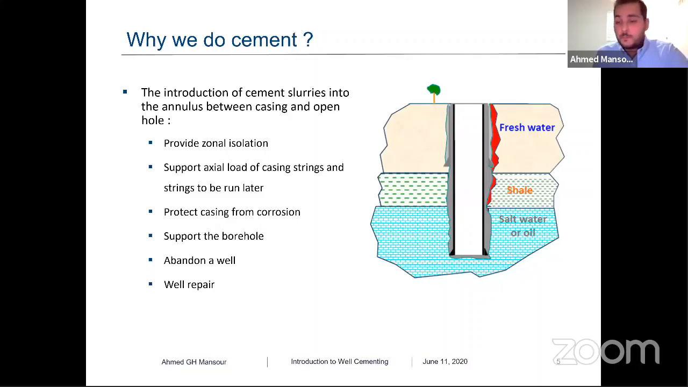Another thing is support the borehole, if you are dealing with unconsolidated formation. Abandon the well: after a certain time of production, some operator companies decide to shut down the well because it's not economic anymore. So what they do to abandon the well, they pump cement inside the casing at different depths and different volumes. And after that, they shut down the well. Well repair: if we have a problem, for example corrosion in the casing, one of the ways to fix the corrosion is doing a squeeze job. I'm going to cover it a little bit later.